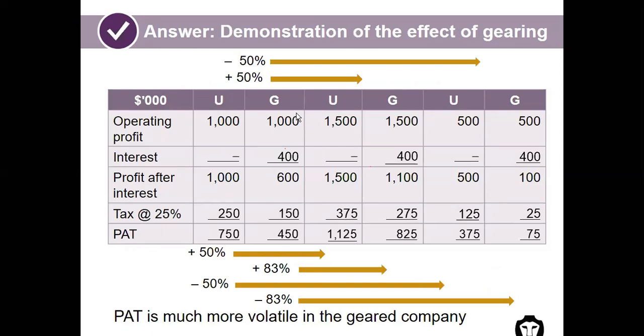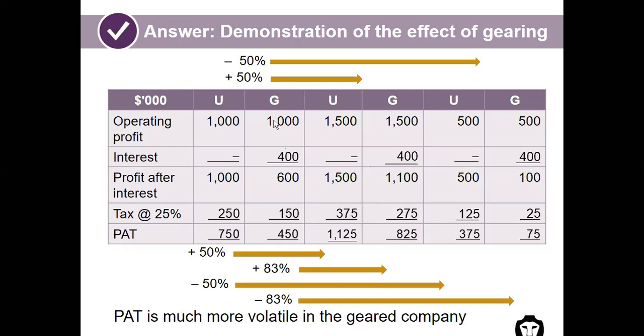You've got the ungeared company and the geared company, the same two scenarios. Operating profit, interest, profit after interest, tax, and profit after tax. Then you increase. You add 500 here and you add 500 here. When you add 500, they don't have any interest. Their income is 1,500. They pay the tax 375 and their profit is 1,125.